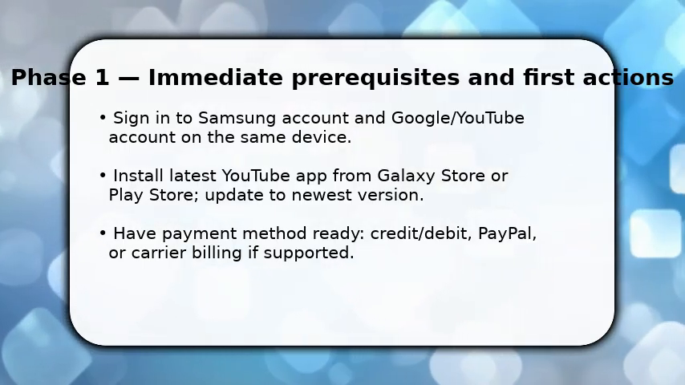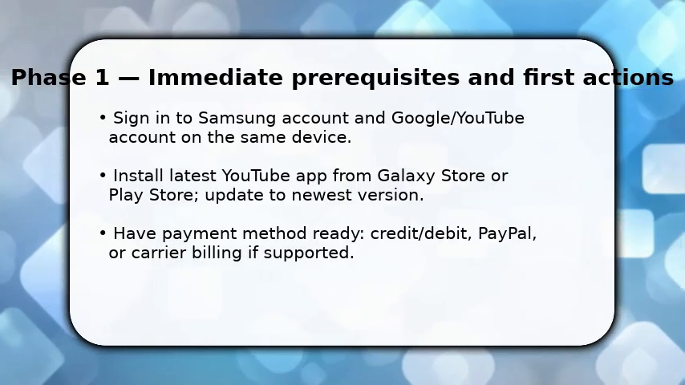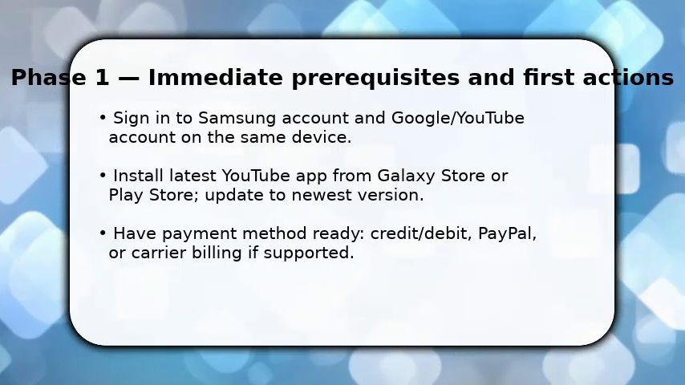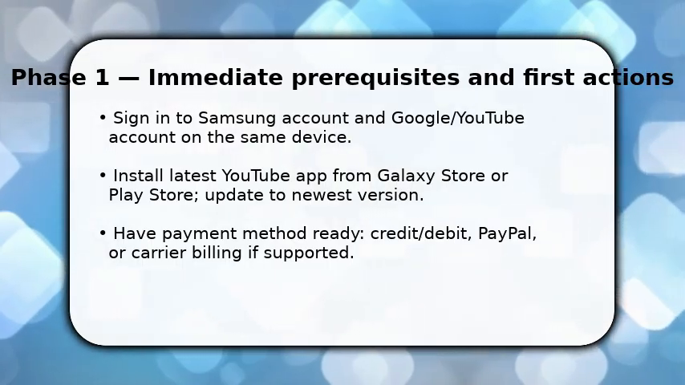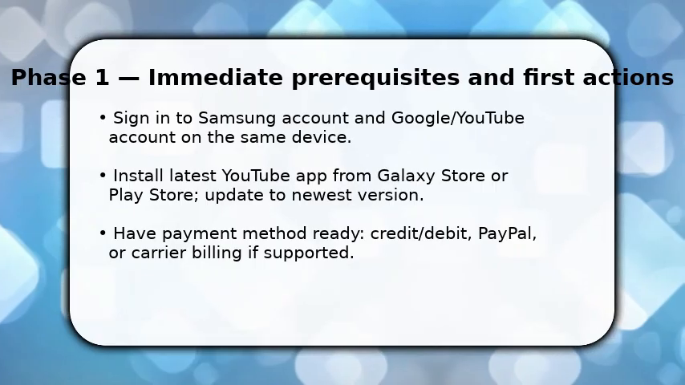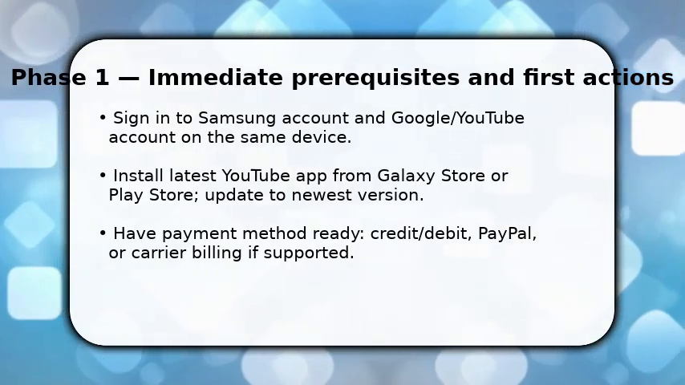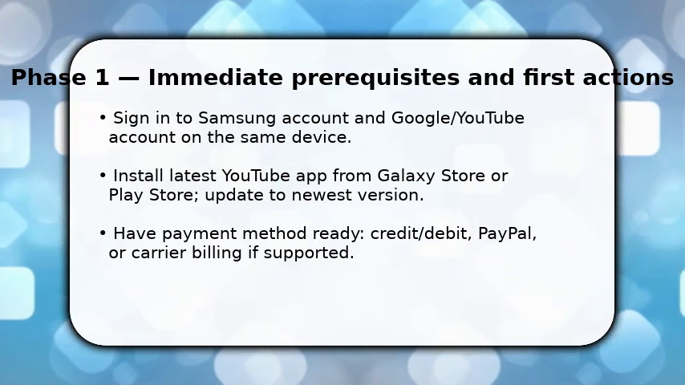Updates unlock subscription flows. Make sure a valid payment method is added to your Google account or ready for Samsung/carrier billing, because you'll choose billing during activation. Once done, reopen YouTube and proceed to the subscription screen. This step lets the app detect device offers.